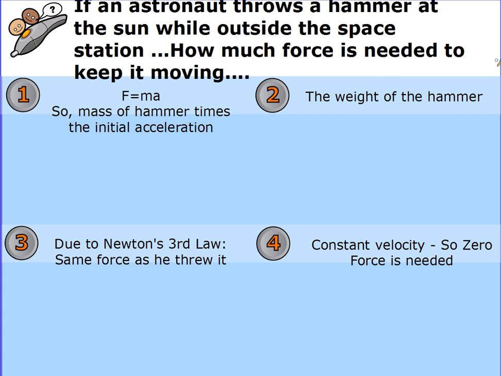If the astronaut throws a hammer at the sun while outside the space station, how much force is needed to keep it moving? Now, F equals... remember, in outer space, it's going to travel at a constant velocity. We're assuming there are no other forces acting. So zero force will be needed to keep it moving once it's already moving.